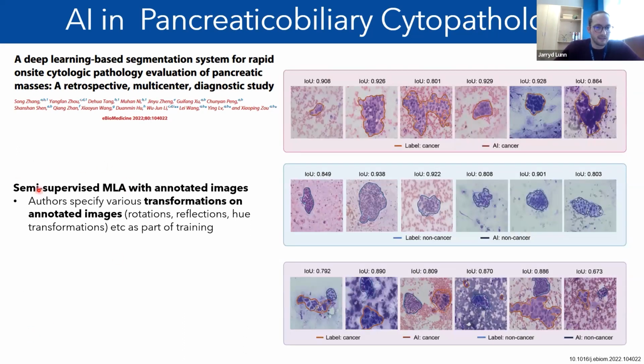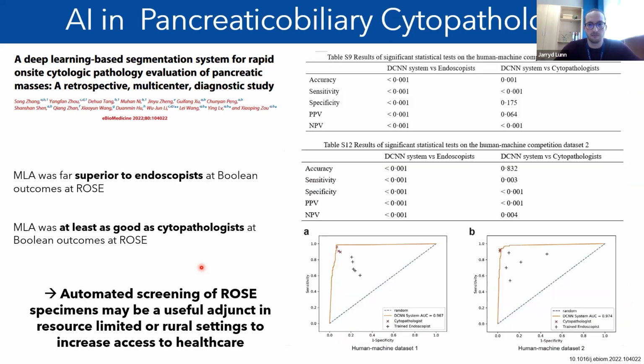And so they had the semi-supervised algorithm with these annotated images. The authors would specify various transformations on the annotated images and would help the machine to understand cancer versus non-cancer in both cancer only, normal only, and in slides where one does have overlap. And the aim of this is that a machine that can scan the slide can scan this remotely. And so outlying areas where there aren't perhaps cytopathologists available can be serviced by cytopathology services.